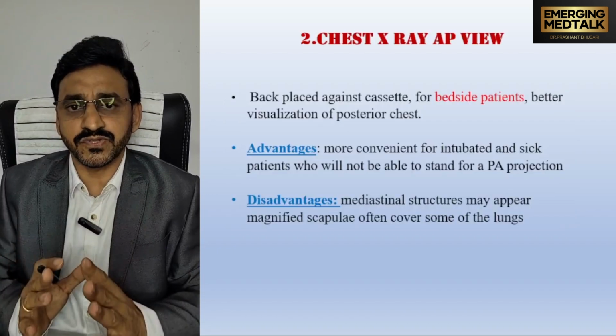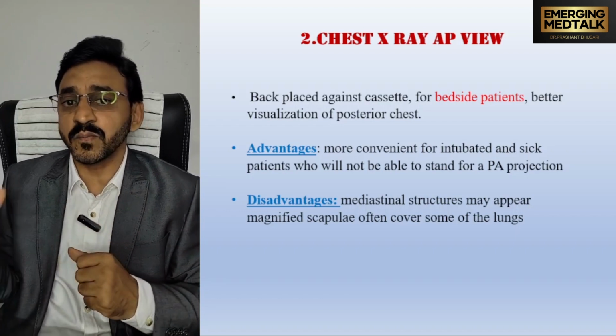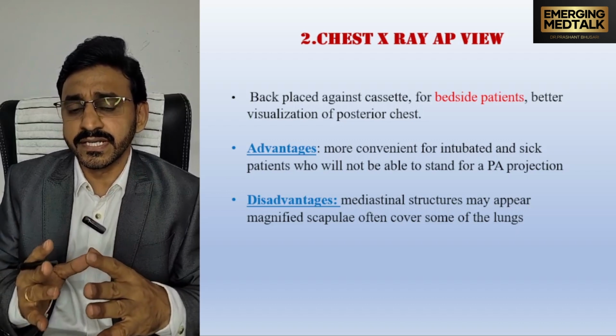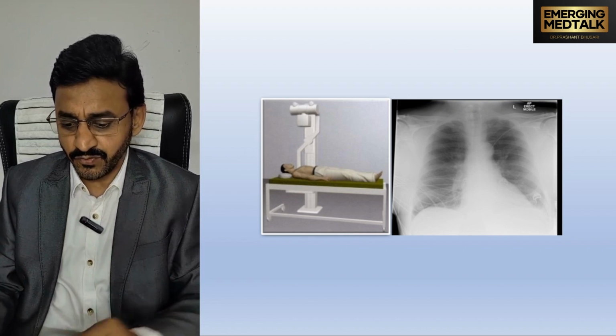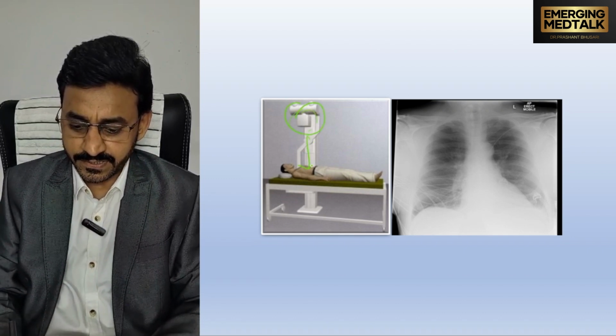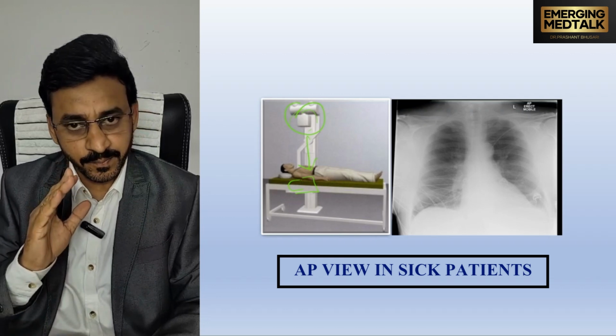Then the anterior posterior view, where the beam or the X-ray passes from anterior to posterior side, used for the intubated sick patient, where standing is difficult. In that condition, we use the anterior posterior view. We can see here this is the X-ray tube and how this X-ray passes from anterior to posterior side, and the cassette is placed behind the patient.